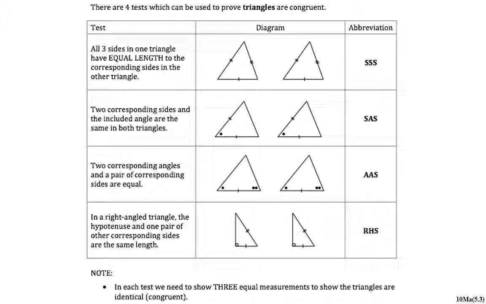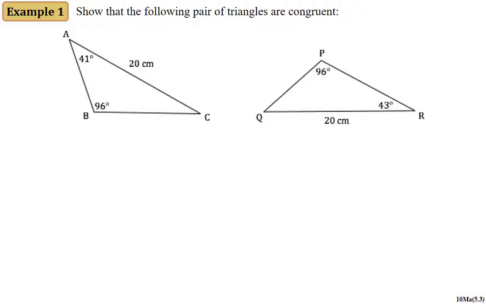Here are our four tests that we used last year. Three sides, two sides and the included angle between those two sides, two angles and a side, a right angle, a hypotenuse, and a side. Hopefully you can remember those from last year, but we'll use them again anyhow.